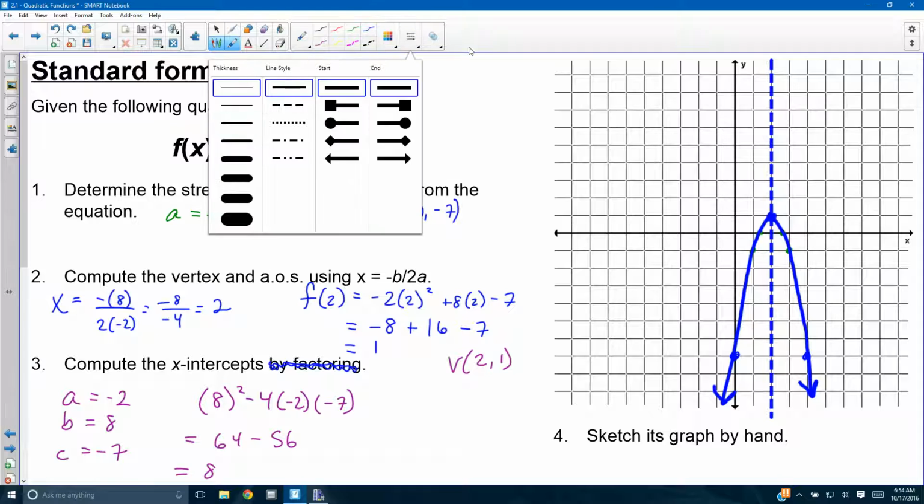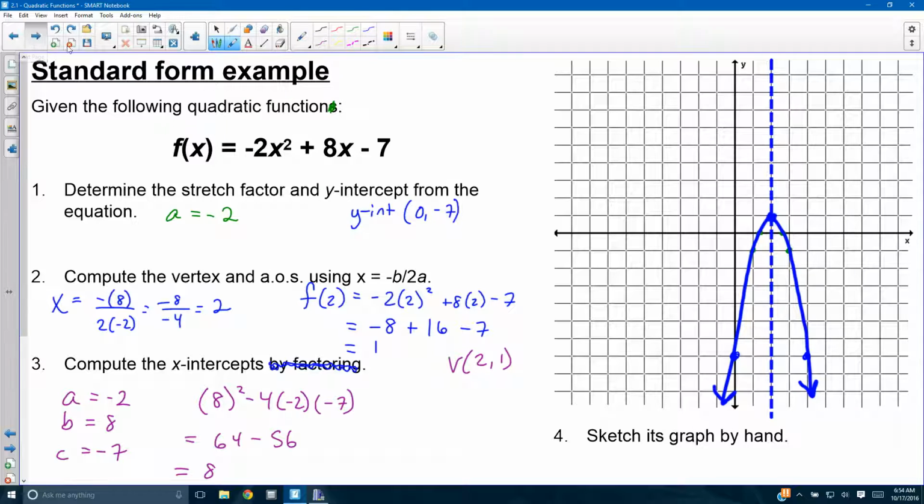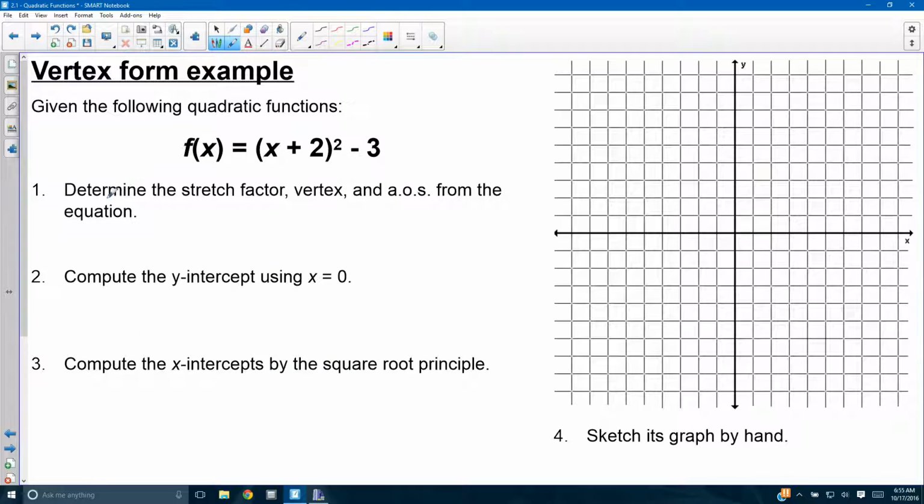All right, let's go to vertex form. It actually might be quicker now. We'll see. Determine the stretch factor, vertex, and axis of symmetry from the equation. All right. Well, the stretch factor would hang out on the outside. This value is 1. Looks like we have an a value of 1, just like I was talking about last time.